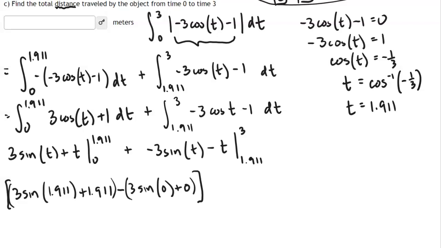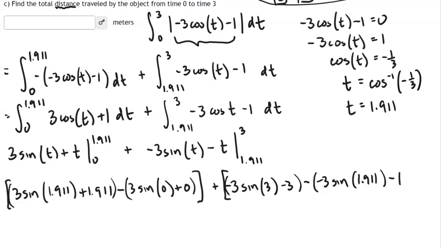Then we'll do the same thing with the other one. This one is going to be negative 3 sine of 3 minus 3, minus, then we plug in the 1.911: negative 3 sine of 1.911 minus 1.911. We'll just put this into a calculator and see what we get. My answer comes out to 6.0548.